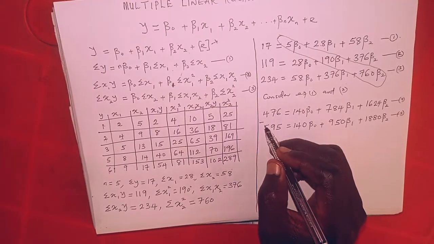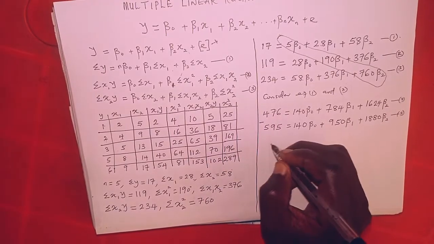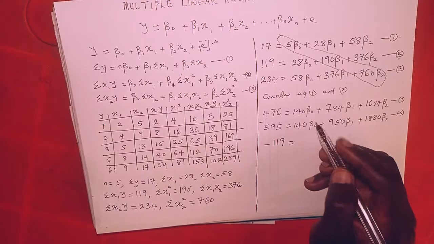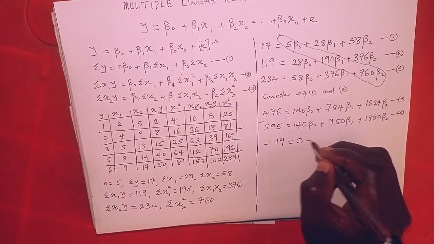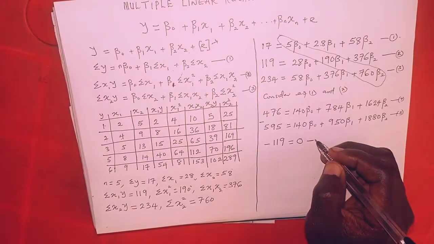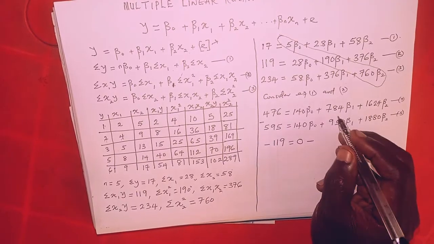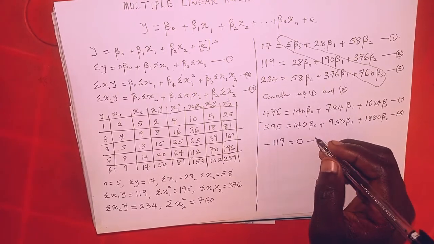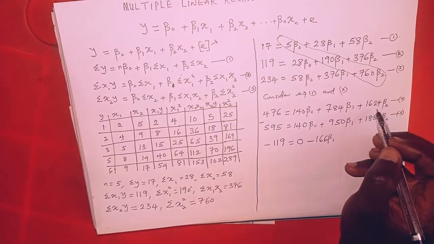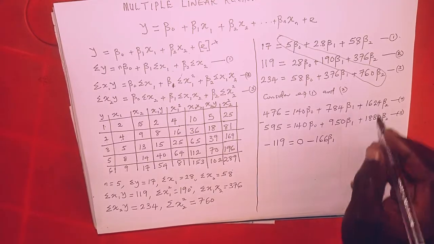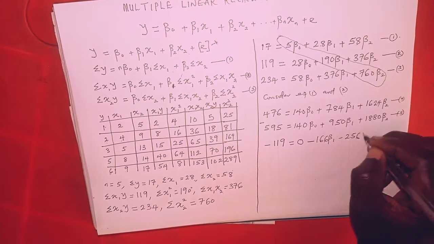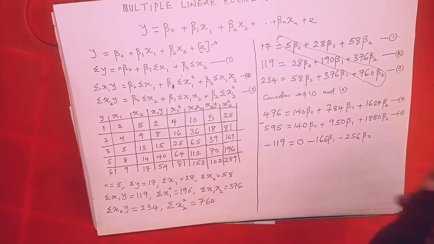So if we have 476 minus 595, that will be minus 119 equals to 140 minus 140, that is definitely 0. Then we have 784 minus 950, that will give us a negative value. That's why we have a negative result here. So 784 minus 950, that should be 166 beta 1. Then 1624 minus 1880, that will give us minus 256 beta 2.